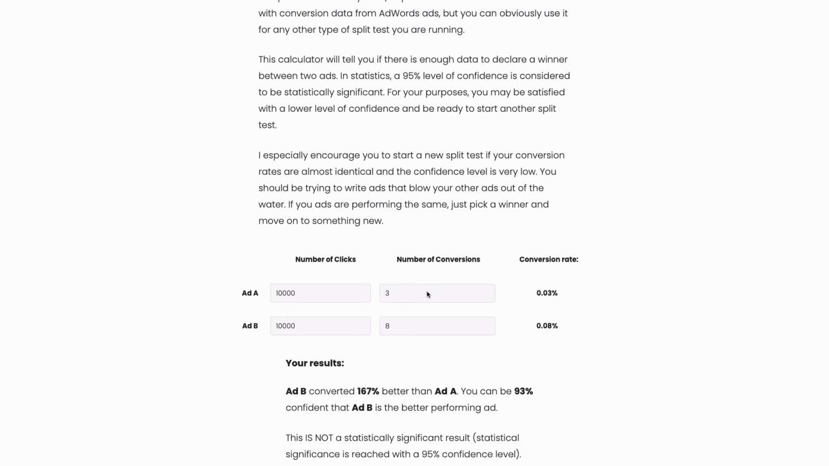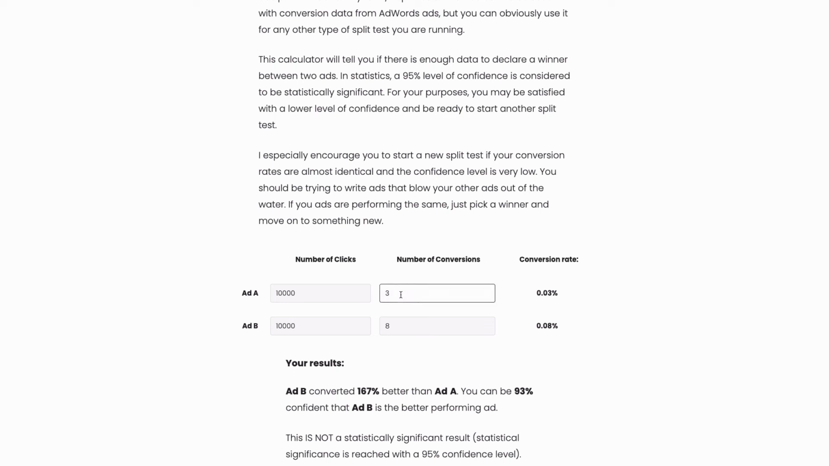Off camera, I've just gone and returned these numbers to the values they started at, and I want to demonstrate something else here. So you can see here that ad B had nearly 3 times as many conversions as ad A, yet we still couldn't conclude that ad B was better performing with statistical significance. The reason for that is because the total number of conversions is 11, which is very low. That does not count as a large number in the law of large numbers. That's a bit like flipping a coin only 11 times.